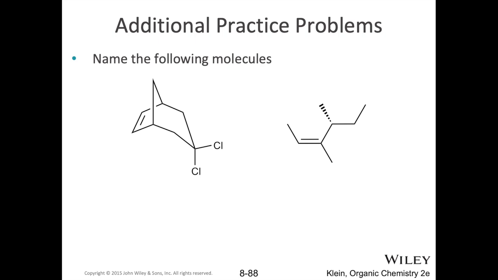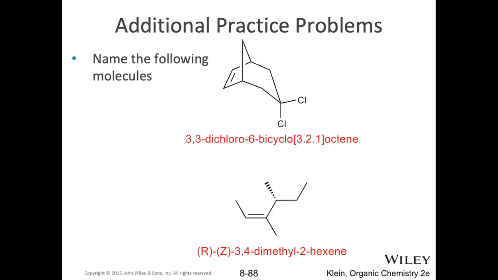So go ahead and name these two compounds. Okay, so if you want the answers, here they are. Again, for the second one at least, you want to identify your longest carbon chain containing that alkene. Notice that this is a chiral carbon, so we're going to need to name the stereochemistry on that, right?